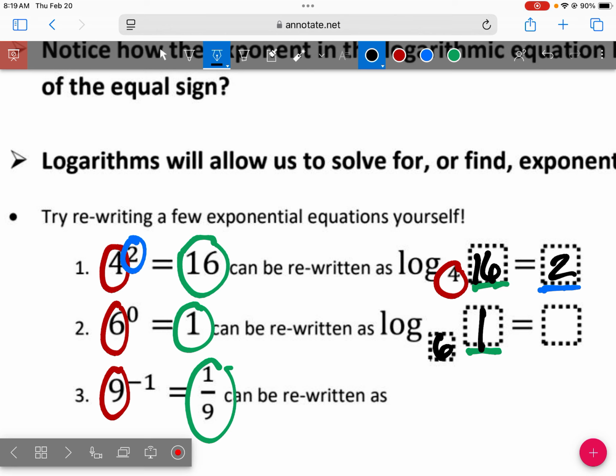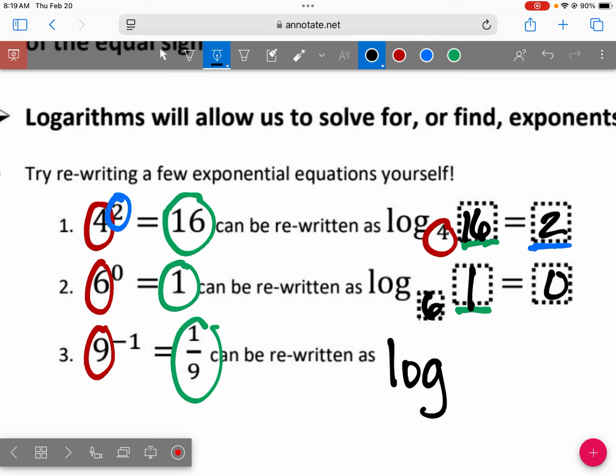All right, let's do this last one. First, you need to write the word log. The number closest to the log is the base. What's the base? 9. Then it's the answer, which is 1/9, and it equals your exponent.